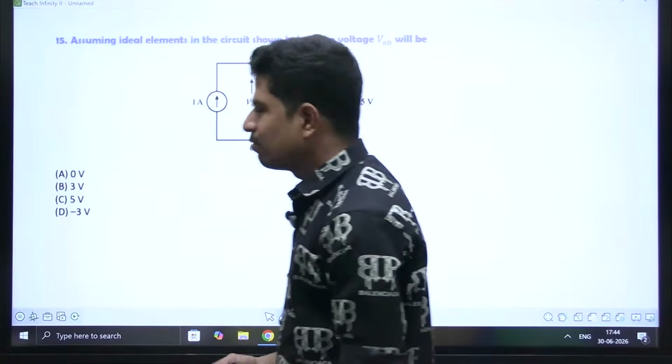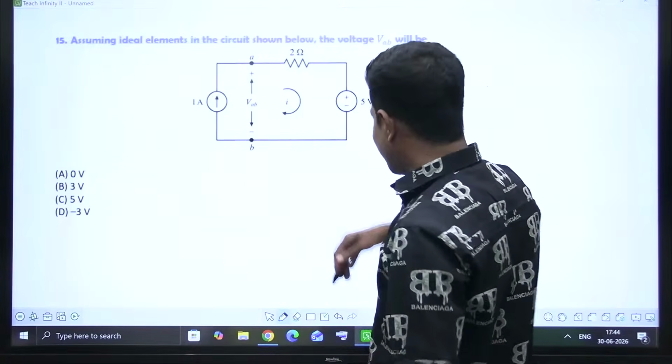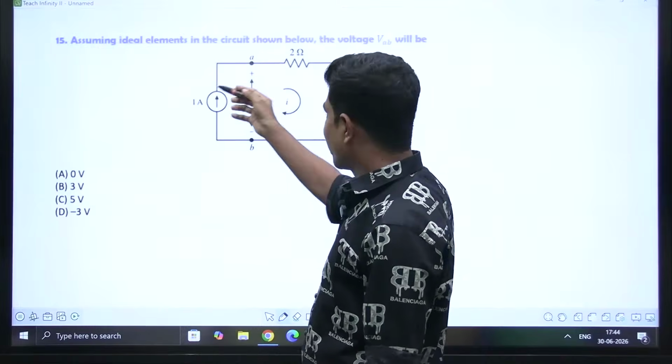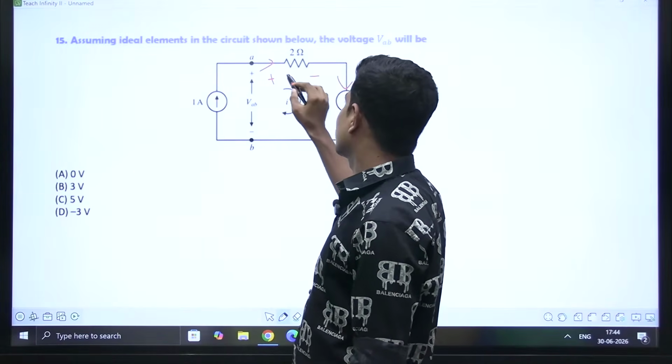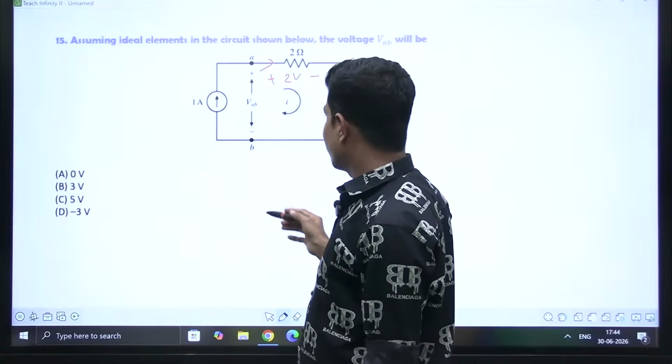Answer, please. See, it is a series circuit. Current is same. This 1 ampere, the same 1 ampere will go. If 1 ampere is going, plus minus, this is 2 volts. He's asking for that VAB.